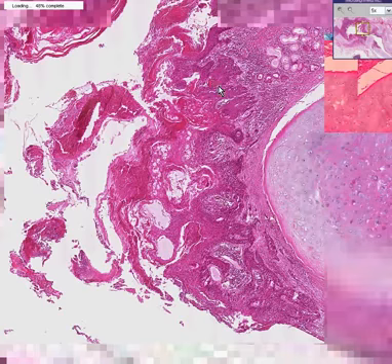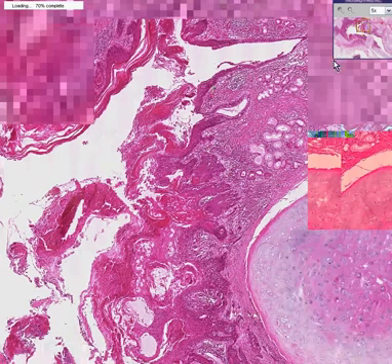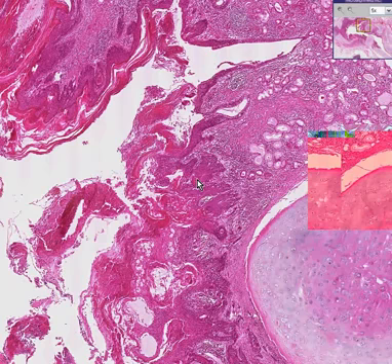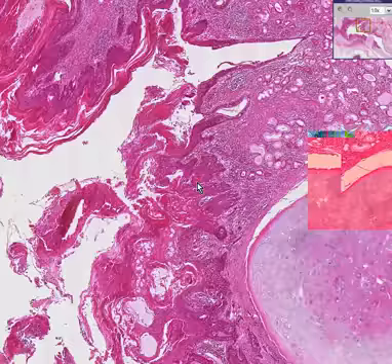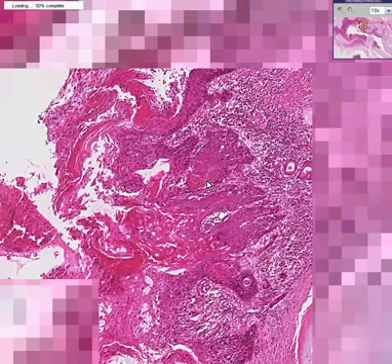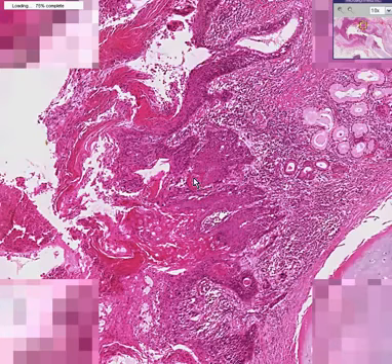And just to keep myself honest, let's go a little bit closer. And I think I could probably convince you this is a pearl. This is a relatively well-differentiated one. This would behave better than a moderate or a poor.